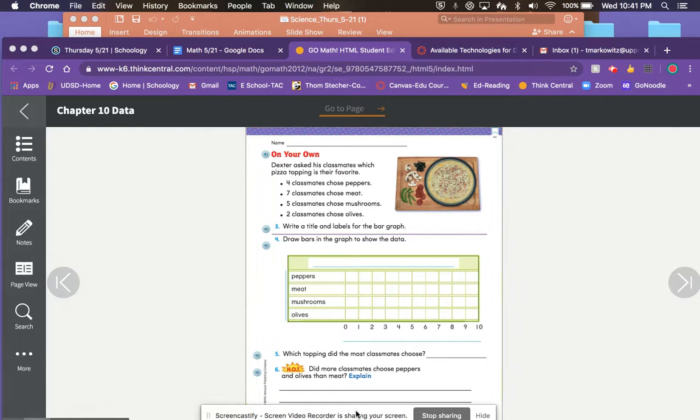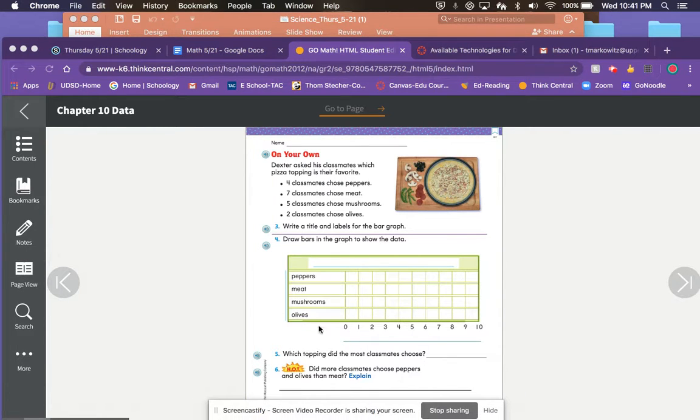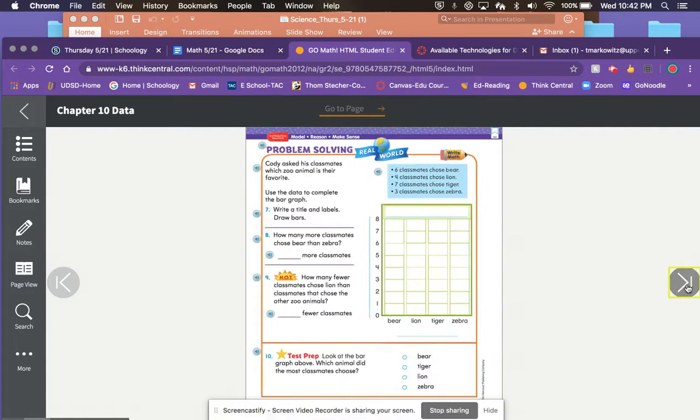And down here it says, did more classmates choose peppers and olives than meat? You need to put peppers and olives together. Peppers and olives, put them together, see how much they equal, and compare that to meat. And you're going to tell me yes or no. And then tell me how you know that. Tell me what you did, okay? Or tell me the numbers you used.